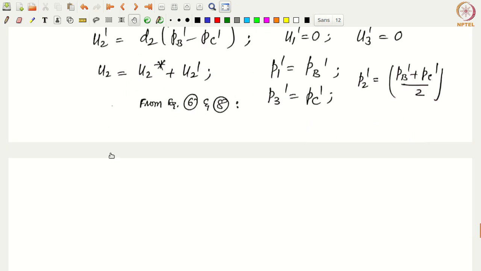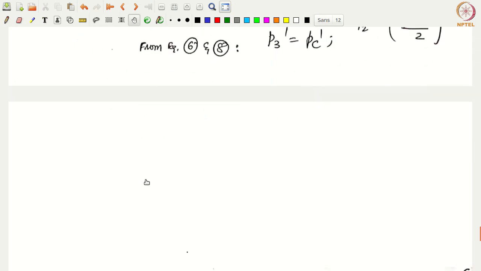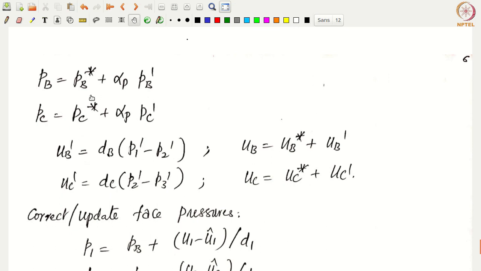All right, then we have all these pressure corrections and everything ready. Then we have to correct the pressures. So cell pressures are now PB equals PB star plus alpha P times PB prime, so essentially we have some kind of an under relaxation for pressure. Also the pressure at cell C is PC equals PC star plus alpha P times PC prime.